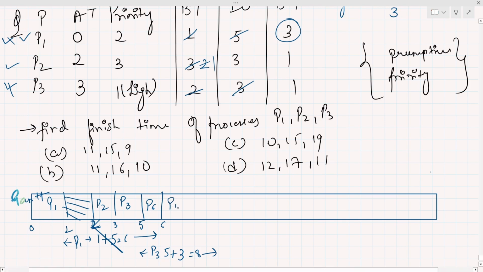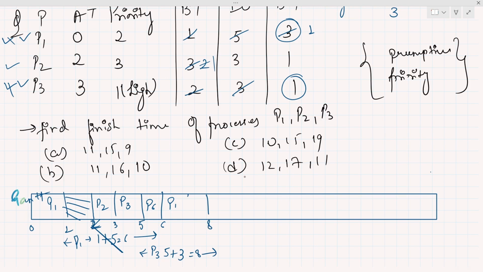P1 gets the CPU for 2 units of time, and the burst time left is 1. Why 2 units? Because 6 and 2 is 8. At 8 we have a new process available, which is P3. P3 is also available. Okay, so that's why P1 executes only 2 units of time. Now all three processes, P1, P2 and P3, are available to execute.